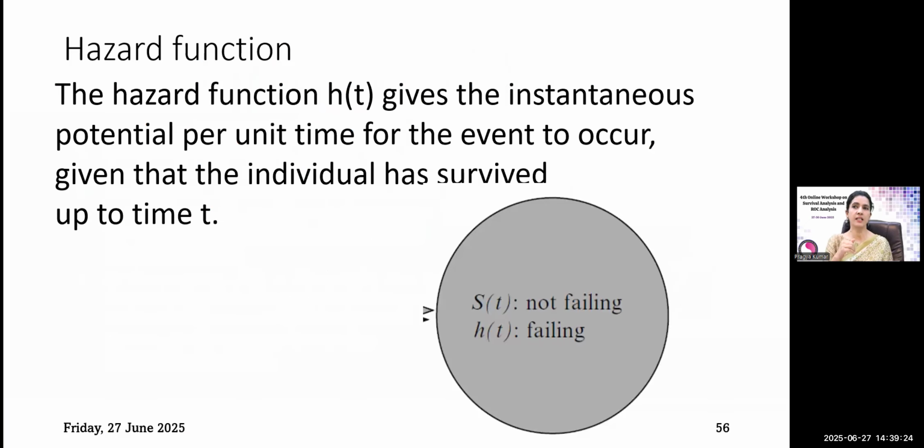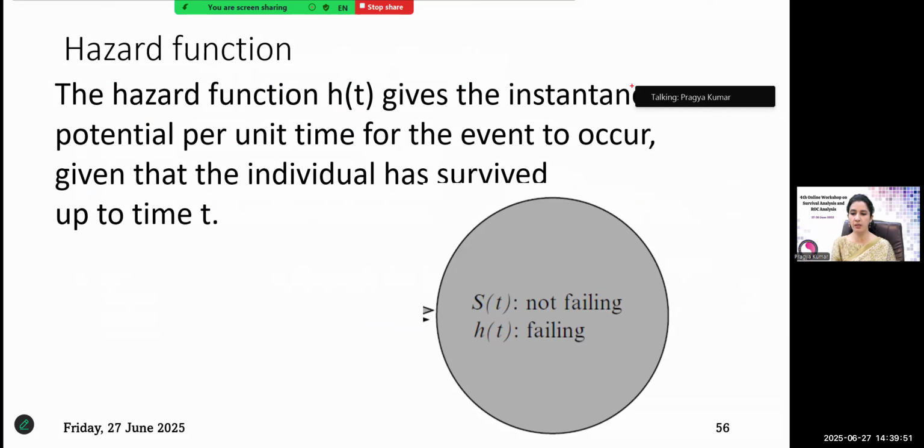Now there's another thing which is known as the hazard function. Remember, we have explained this term of event happening. So event, we call it a failure. So whenever that event happened in some person, that is known as the failure. So what is a hazard function? Basically, we define hazard function as the instantaneous potential.